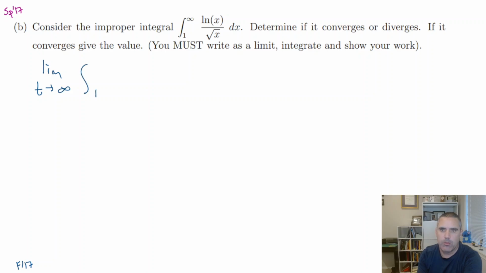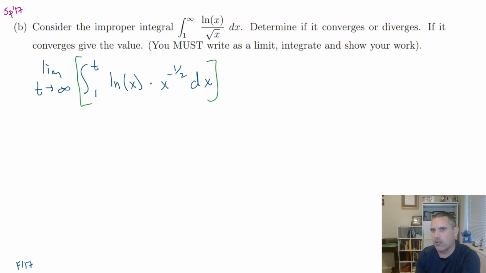The integral from 1 to t. I'm going to rewrite this the way a calculus student would write it, which is times x to the negative 1/2. And then it becomes an integration problem. How do we integrate that? What method is good for products, logs, and inverse trig? Integration by parts. So that's my first thought.